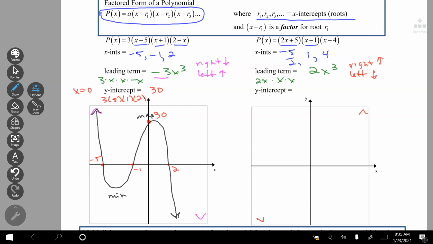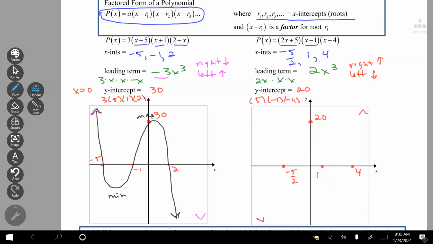If I want to find a y-intercept, for the rest of my life, I plug in 0. First parentheses, I get 5 times negative 1 times negative 4. I get 20 as my y-intercept, so I could plot my y-intercept as 20 up here. My x-intercepts are negative 5 over 2, positive 1, put it over there, and then positive 4.